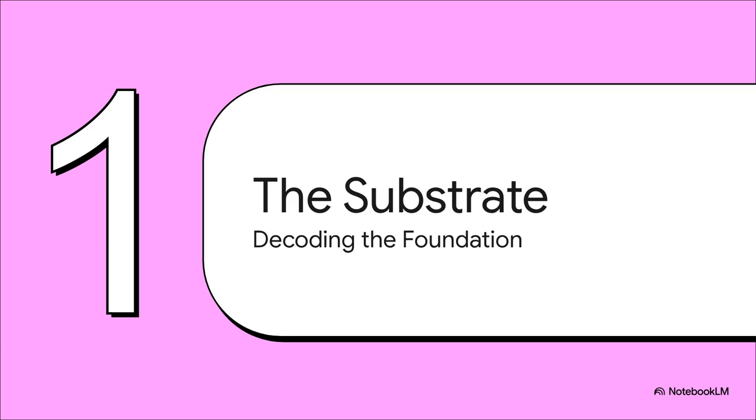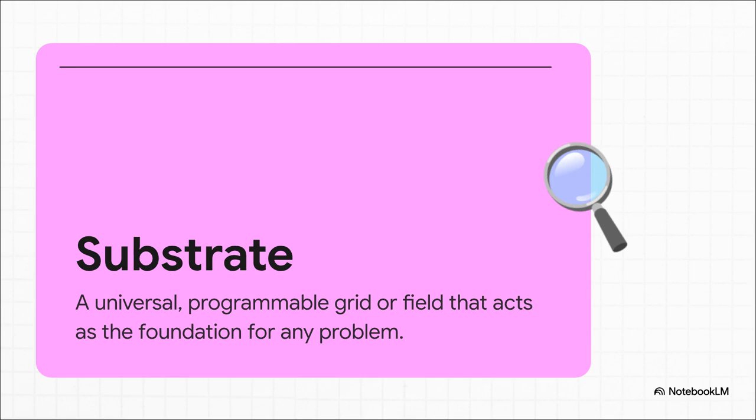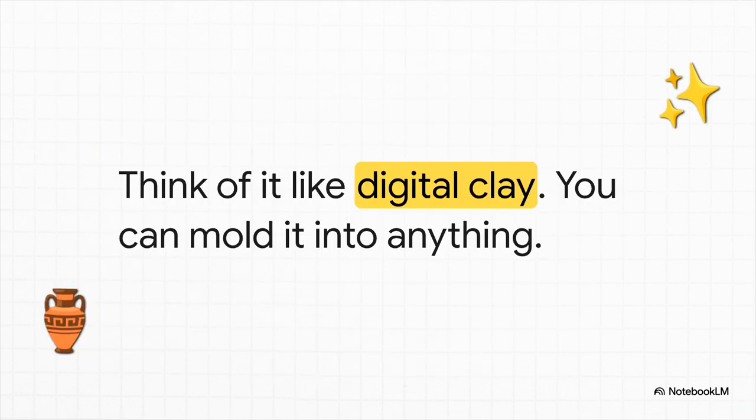Let's start with the absolute foundation of the whole system, the substrate. So, what is it? Well, the substrate is basically a universal, programmable grid. It's not custom-built for any one problem. It's a blank canvas. Think of it as the abstract space, defined by a parameter like grid size in the code, where you can set up literally any problem you can imagine. The best way to picture this is like a block of digital clay. It starts out formless, but it has infinite potential. You're not starting with a pre-made sculpture, you're starting with a raw material that can become anything. And that right there is the first huge difference. One universal starting point for every single problem.